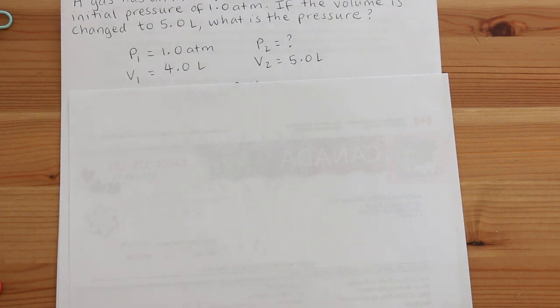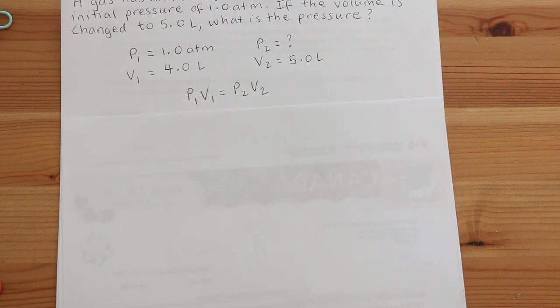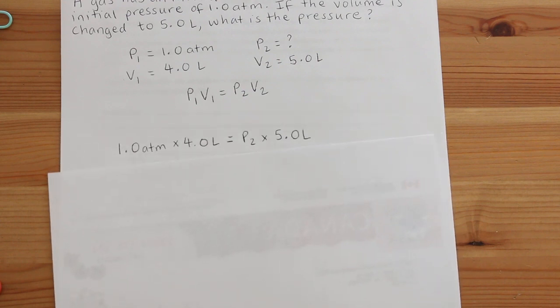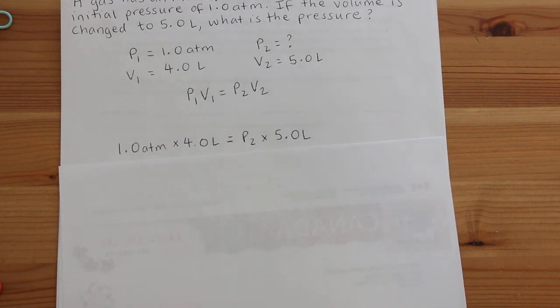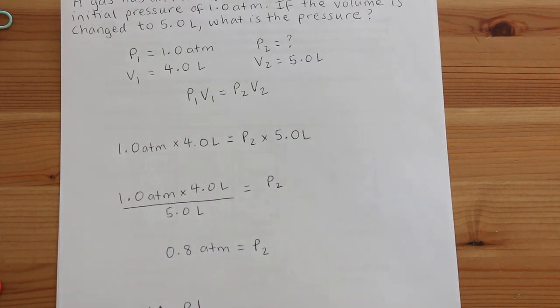Once we've identified our 4 variables, we're going to write down the equation so that we remember it. So it's P1 V1 equals P2 V2. Then we fill in the values from the question. That becomes 1.0 atmospheres multiplied by 4.0 liters equals P2 times 5.0 liters. Obviously we want to get P2 by itself since we're trying to find what P2 is. To do that, we're going to divide both sides of the equation by 5.0 liters. And that's what it looks like here.